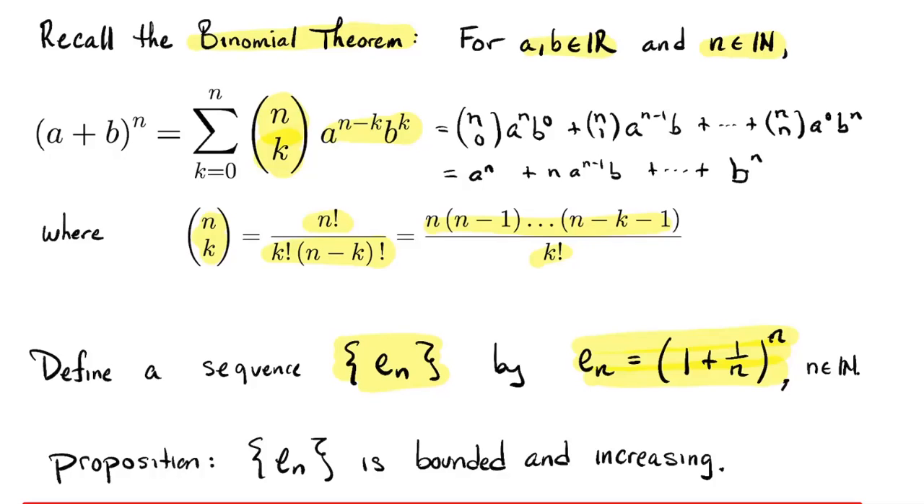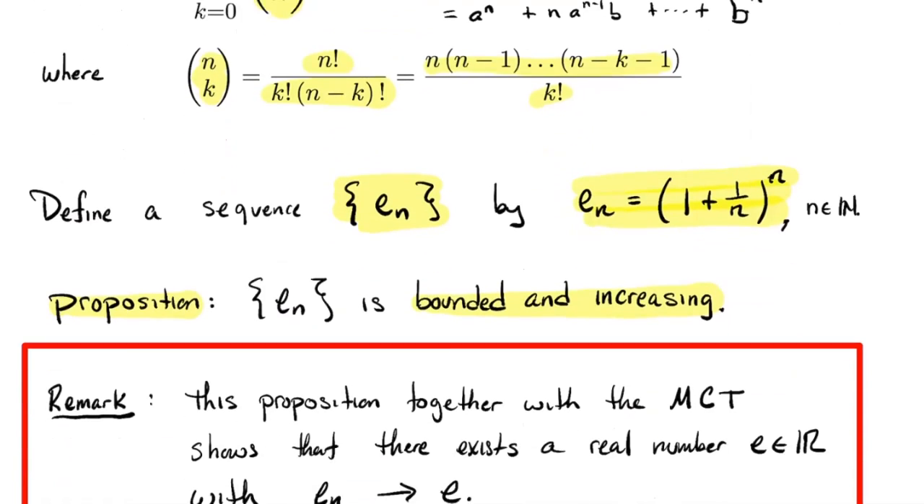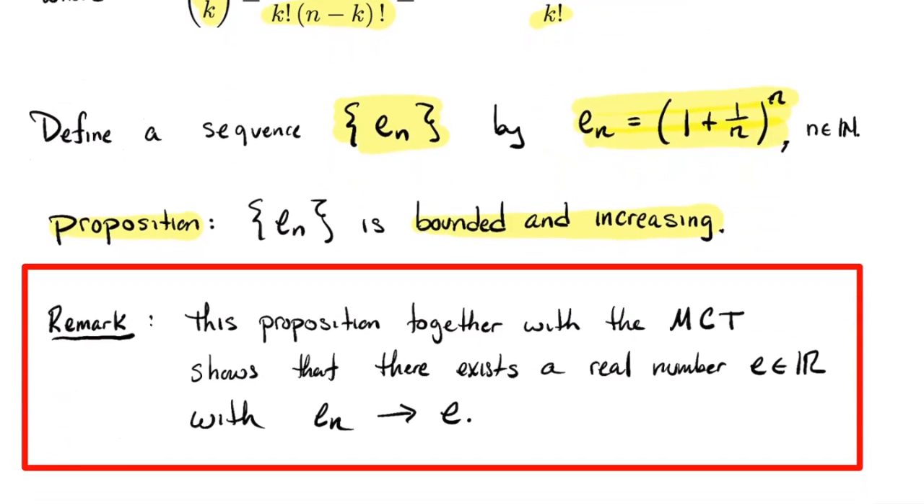And basically, the main proposition, if you like, in the lecture or in the video is I want to try to convince you that that's a bounded increasing sequence. Okay, so if that's a bounded increasing sequence, then our monotone convergence theorem says that it is going to converge to some real number E. So that's the purpose of the lecture.